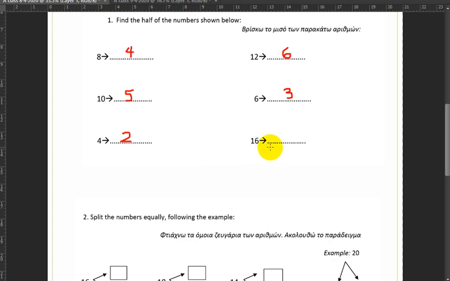And lastly, we want to find the half of 16. So 1 and 1 makes 2, 2 and 2 makes 4, 3 and 3 makes 6, 4 and 4 makes 8, 5 and 5 makes 10, 6 and 6 makes 12, 7 and 7 makes 14, 8 and 8 makes 16. So the half of 16 is 8.